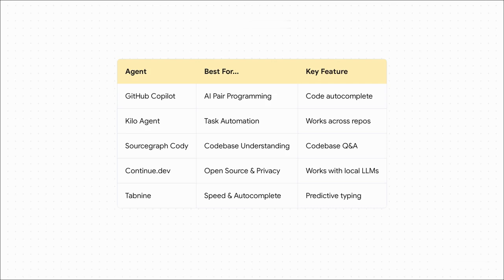If privacy is everything and you need total control over your tools and data, then the open source power of Continue and its local models make it the obvious choice. And finally, if you just want the fastest, most responsive code completion on the planet, Tabnine is built from the ground up for pure speed.